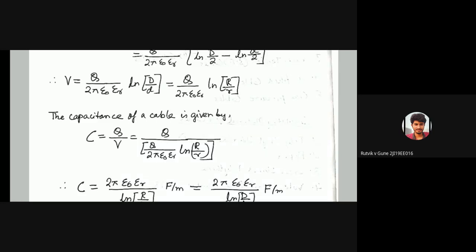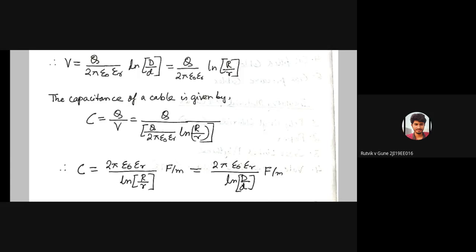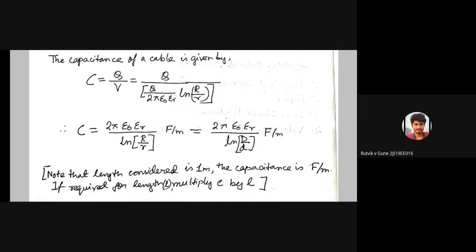So we are getting the voltage V. Now, with the voltage known, obviously the capacitance is Q by V. So Q divided by V: we keep Q as it is and put the value of V. Finally, it comes out something like this. But note that the length considered is 1 meter, that is the axial length, so the capacitance is in farad per meter.